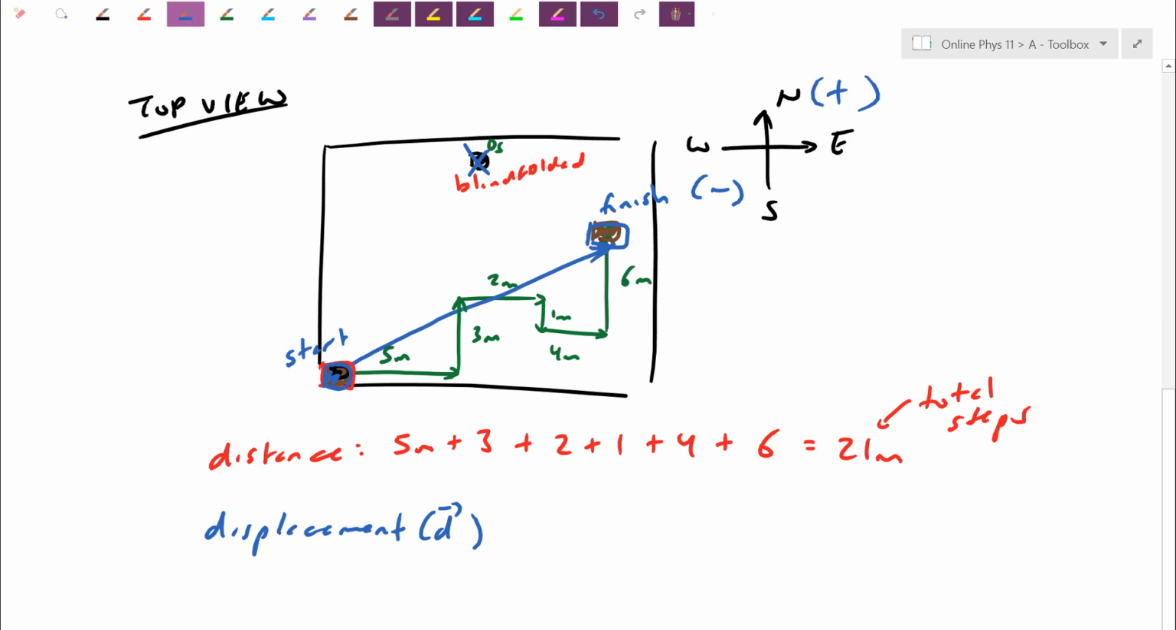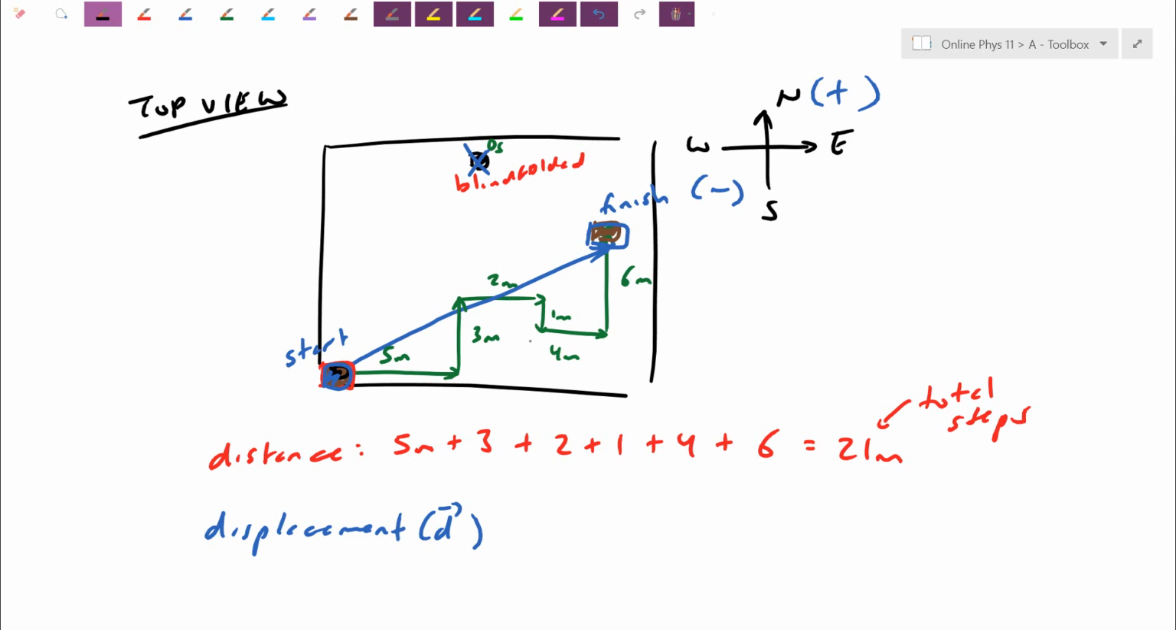If you had to guess, is the displacement going to be bigger or smaller than 21? 21 was my total number of steps, but some of those steps were backtracking. If I go 3 meters north and then 1 meter south, I've only gone 2 meters north. So you're not as far away as you could have been because you doubled back on yourself. That's exactly what's going to happen with displacement.